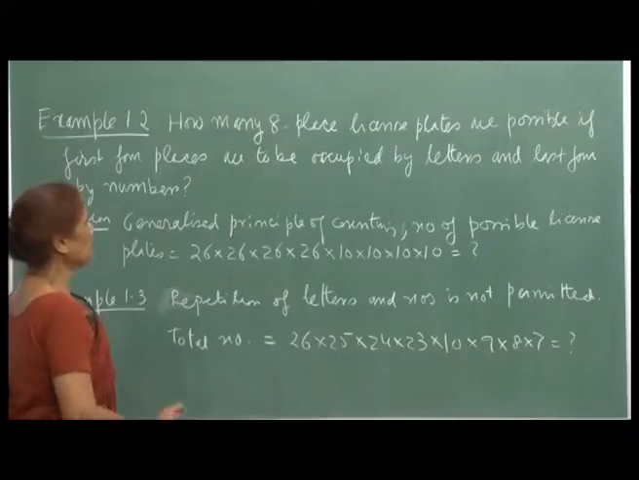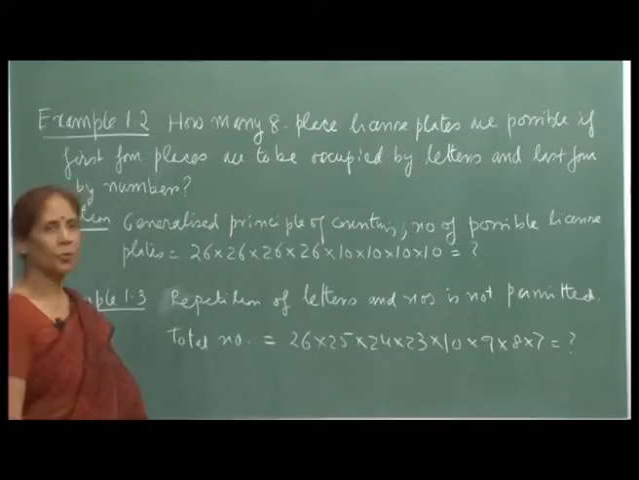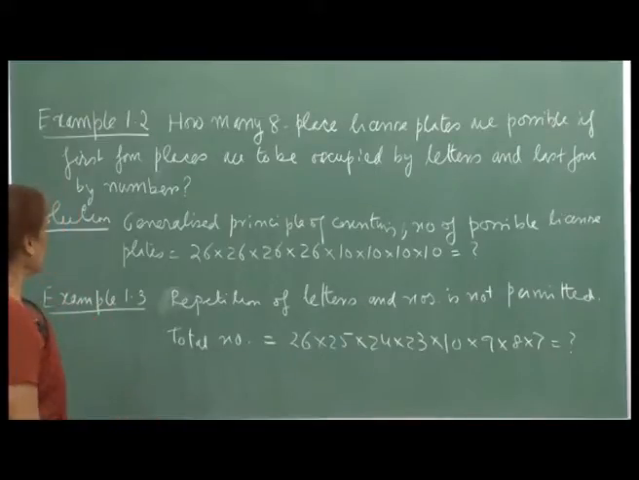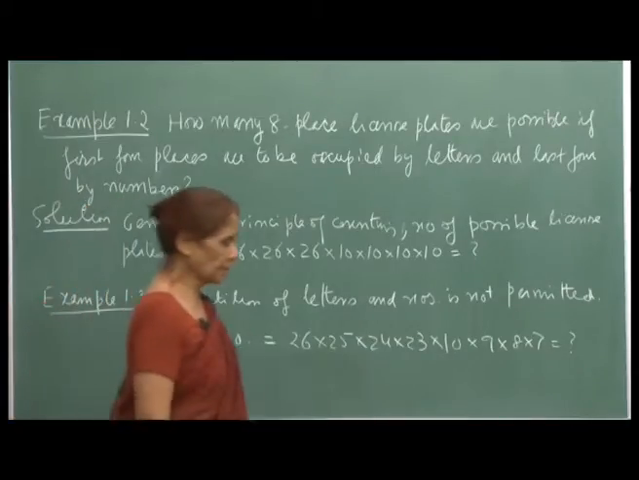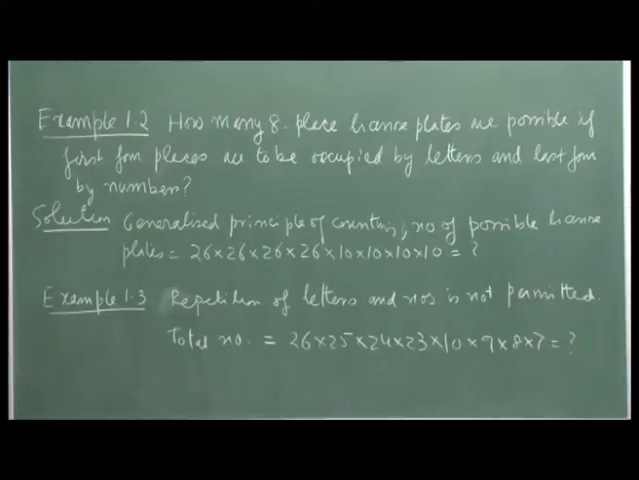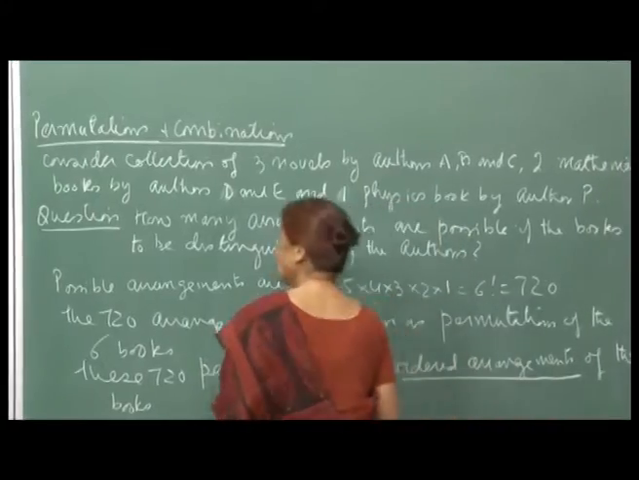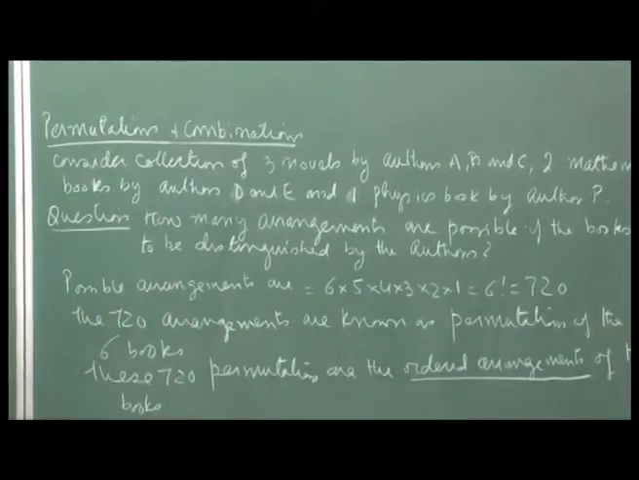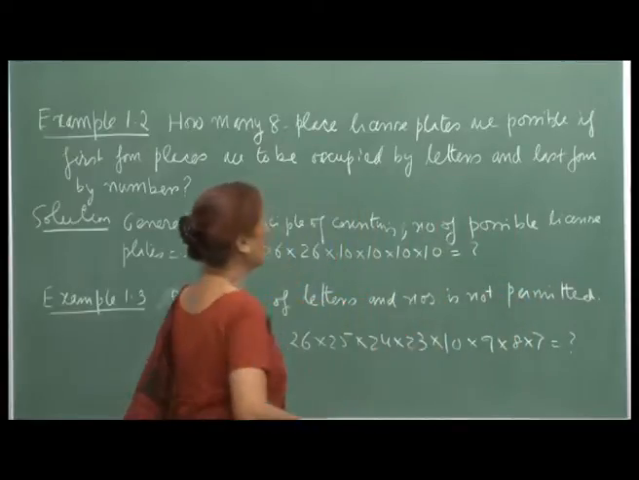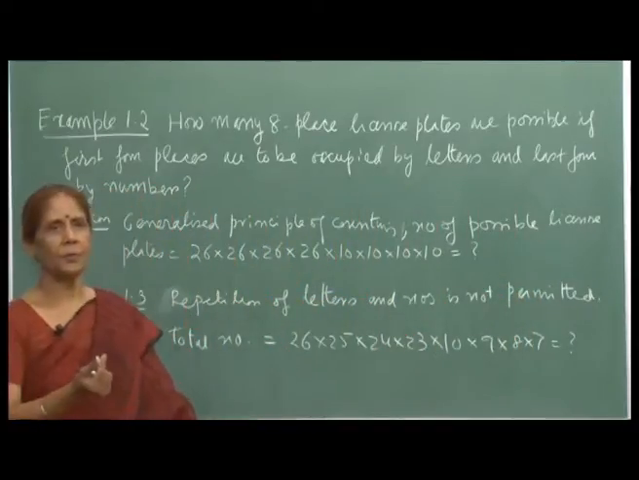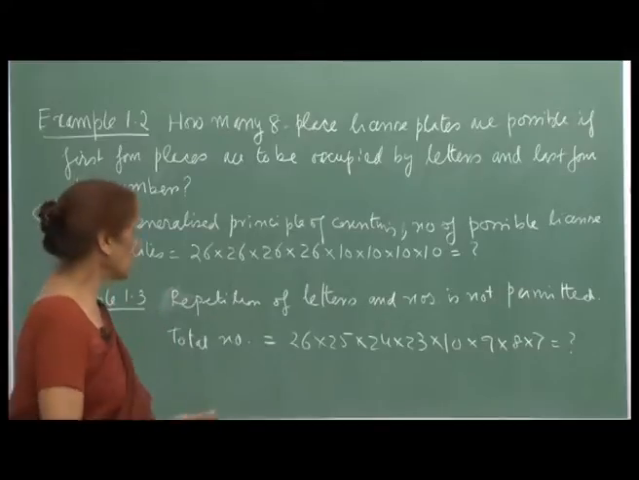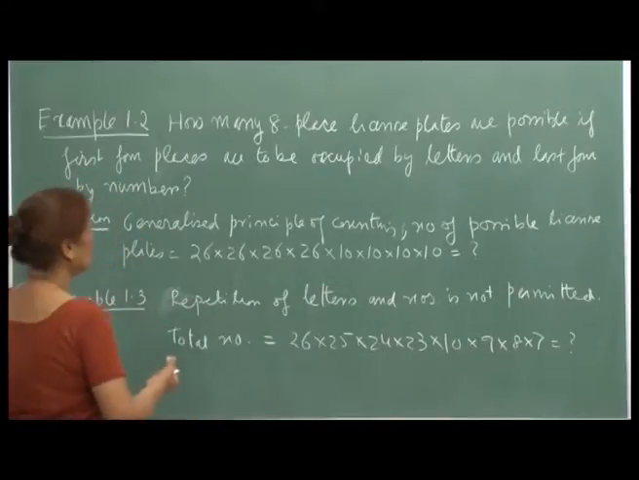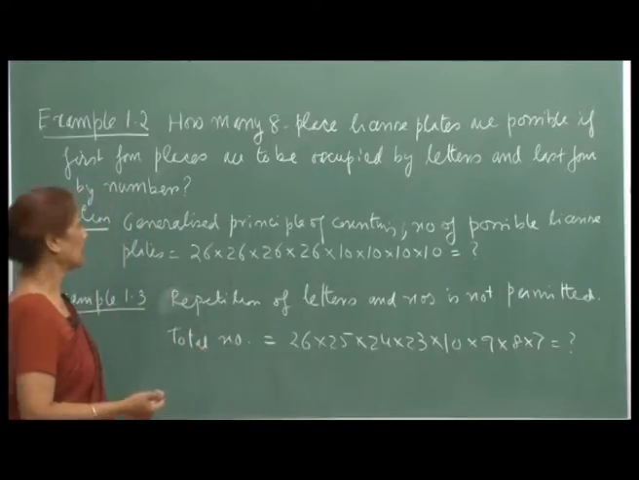How many 8 place license plates are possible if the first 4 places are to be occupied by letters and the last 4 by numbers? That means, the first 4 can be any of the alphabet A, B, C, D. So, there are 26 choices for the first 4 places, and then the last 4 have to be numbers. So, which means they can be any of the digits 0, 1, 2 up to 9.